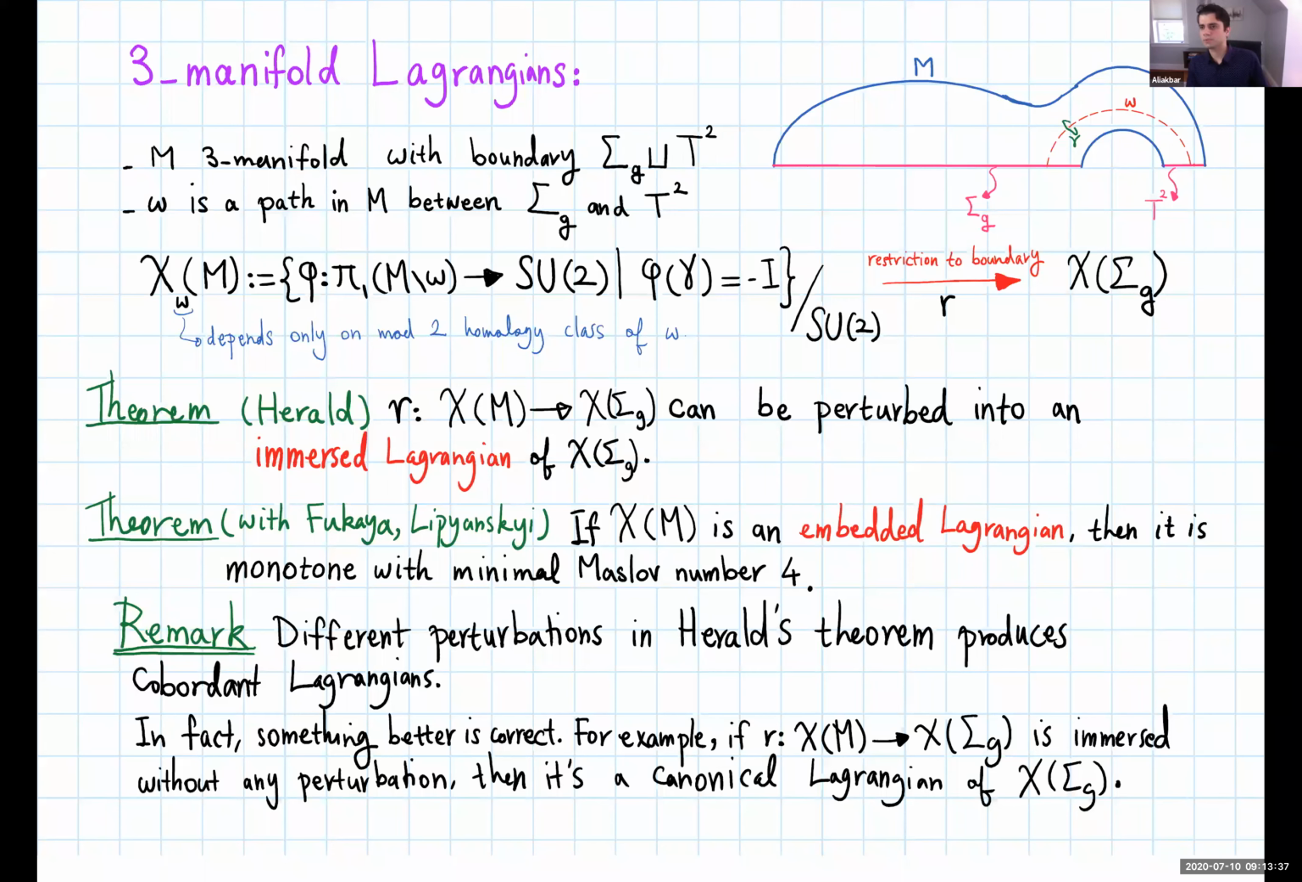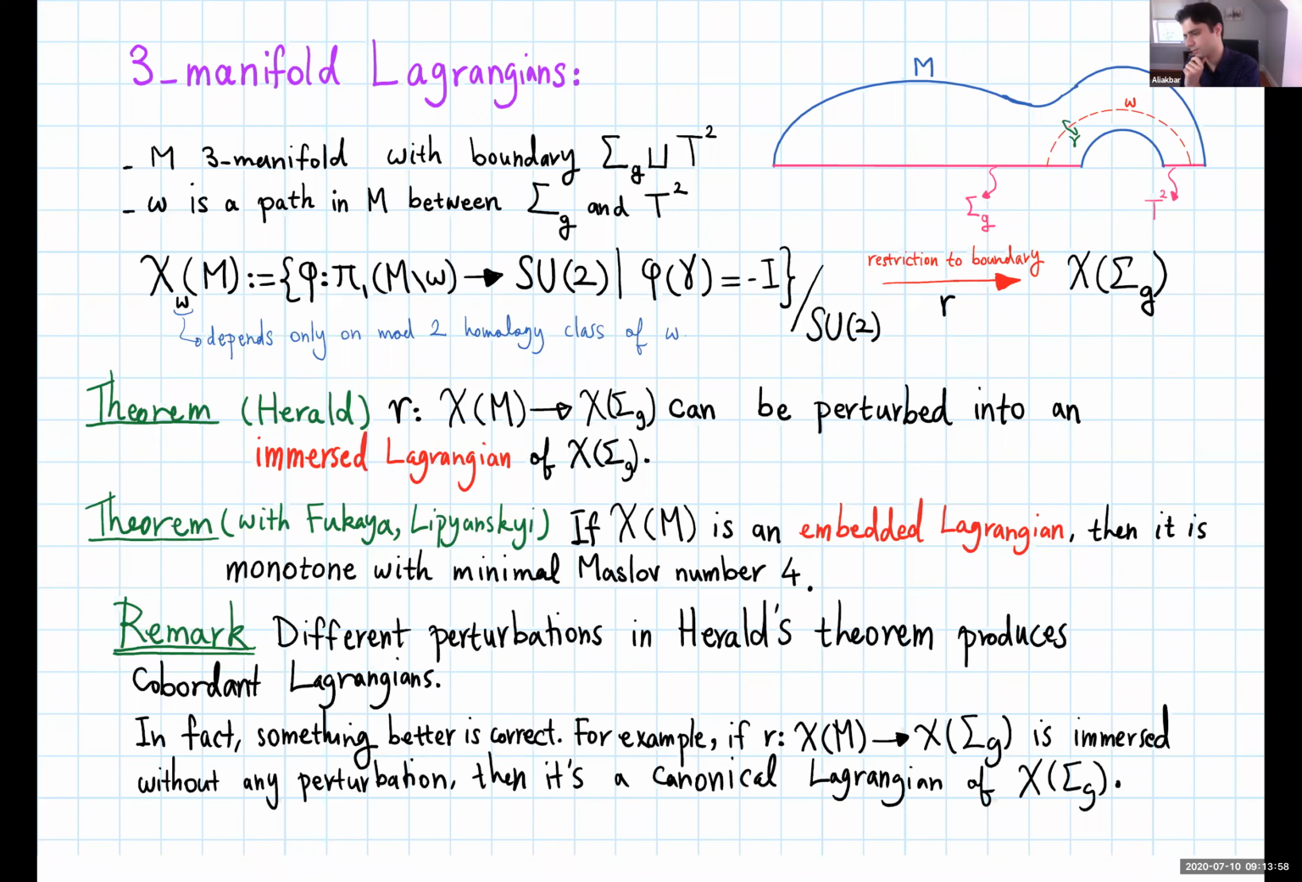Okay, are there any questions up to this point? Yeah, I had a question. This is Nate. Go ahead. Your theorem says that if this is embedded, then it's monotone with minimal Maslov 4. Is there any statement along those lines if it's not embedded, if it's immersed?